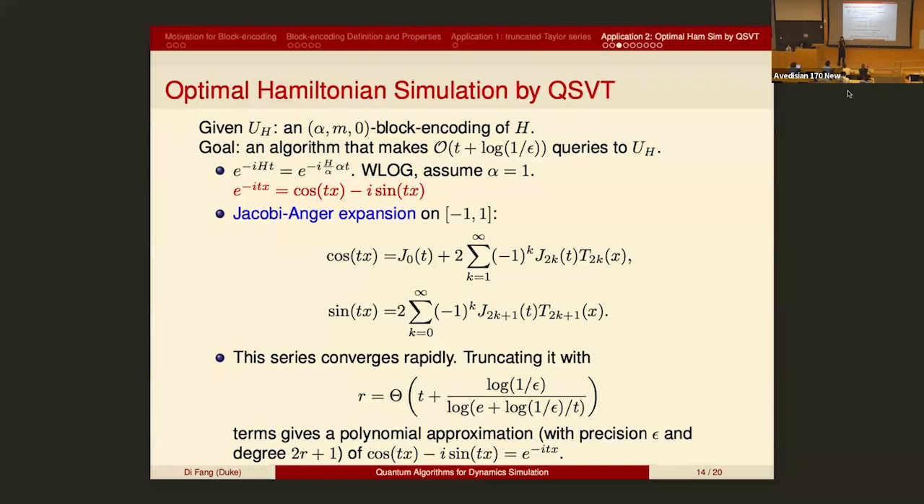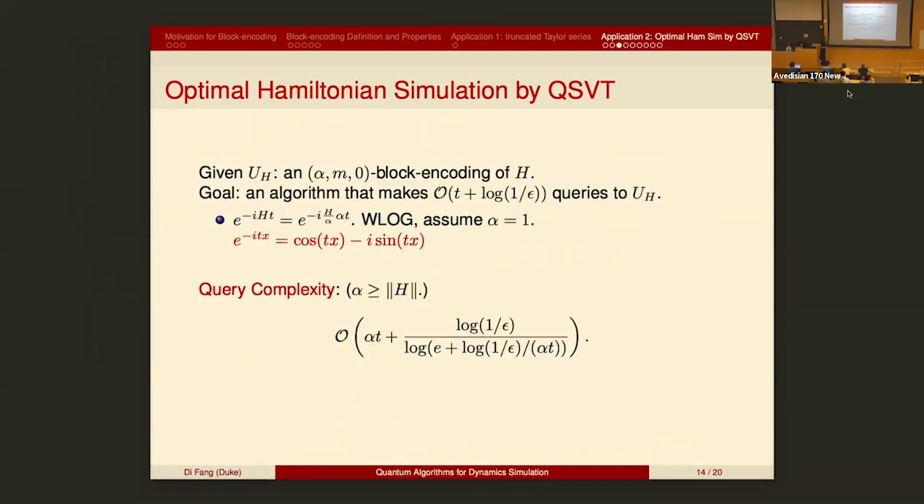You have one block encoding, you want to have another block encoding, you want to sum them with LCU. You do QSVT for cosine, QSVT for sine. You sum them in LCU, you get a two-subnormalization block encoding with two additional qubits, because originally you have one with QSVT, and due to the LCU, you get another one. So there are two ancillary qubits. This is it. This is the optimal scaling.